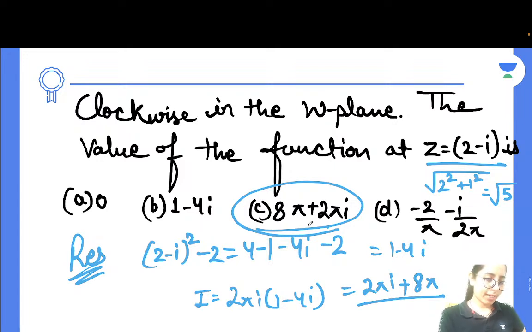Option C, correct. Very good, Shantanu. Okay guys, let's take a few more questions. Then we will start our discussion for quantum mechanics after this. Let me just try to consider it.